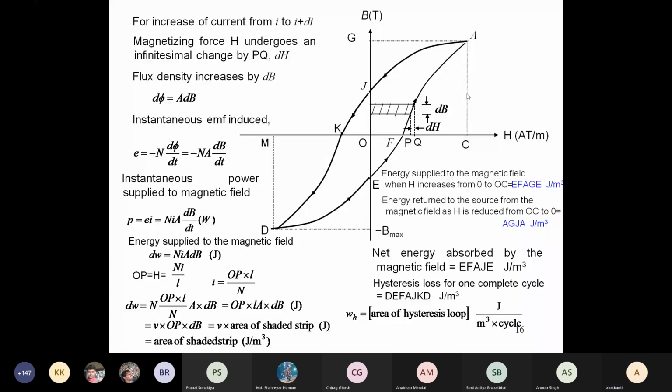So WH is equal to the area of the hysteresis loop, which is the energy lost per meter cube, per unit volume and per cycle. In one cycle, this is the energy lost. So WH is basically energy by volume into the cycles. Energy is power into time, so it is power by volume into cycles per second.